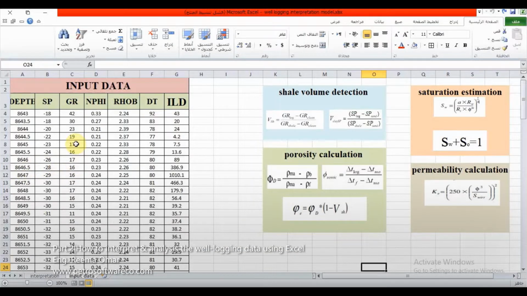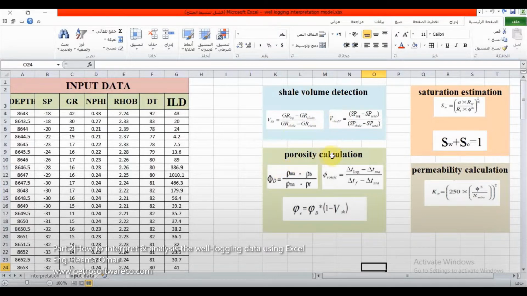So this data is well logging data. We have gamma ray, neutron density, sonic, and resistivity logs. All of them are functions of depth. So the main procedure for well logging interpretation will start with shale volume calculation. Based on this data, you can calculate the shale volume based on gamma ray and SP method.